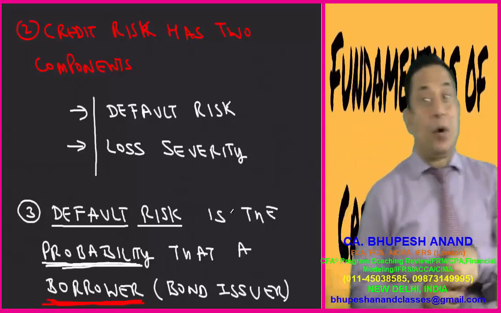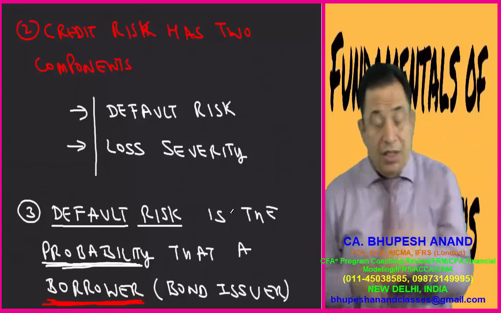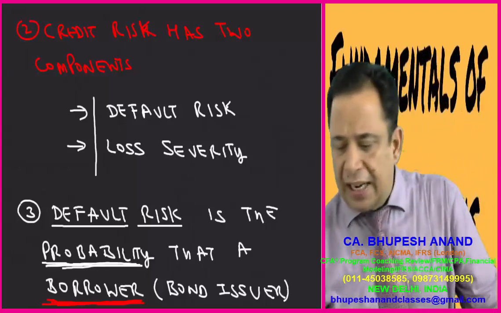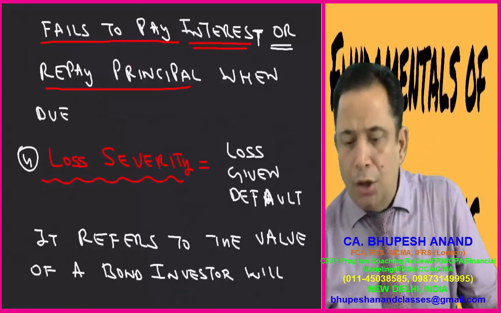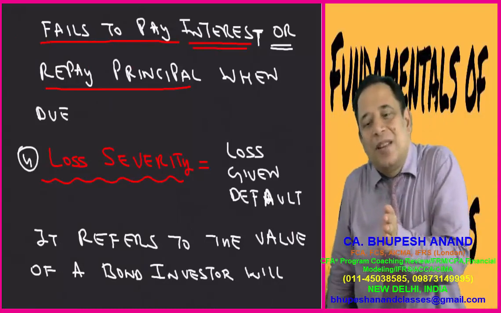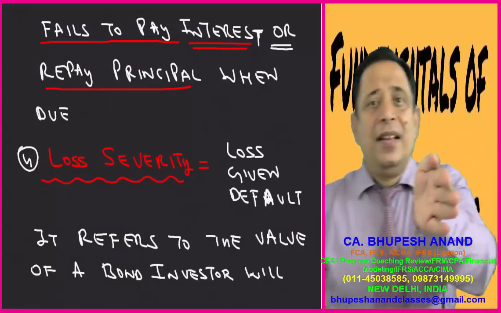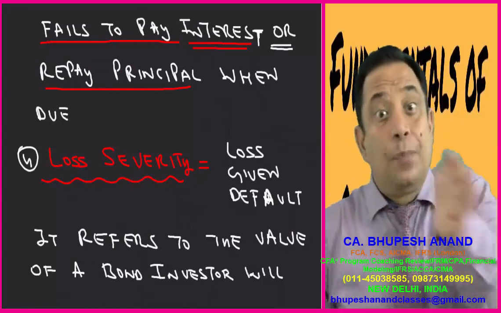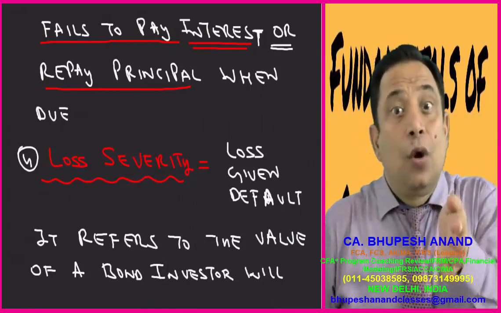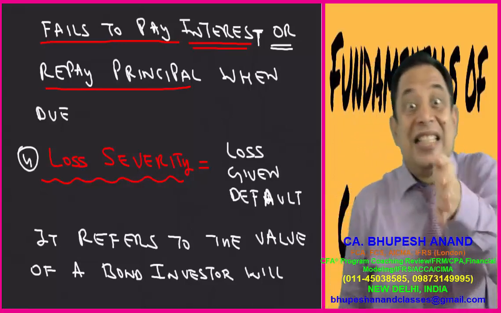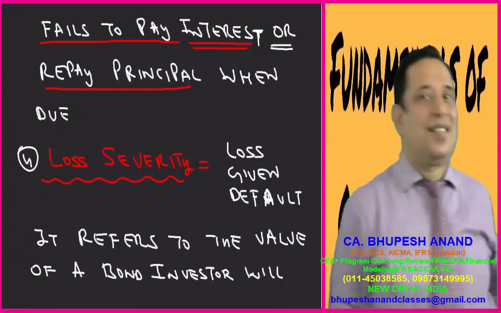So please write down the third point. Please write down, my dear friends. Sit straight. Write down: default risk is the probability that a borrower or a bond issuer fails to pay interest or principal when due. It means when interest is due, 6 monthly or yearly, whether that borrower will be able to pay or not on the due dates, whether he will honor his own words or not. That is named as default risk.